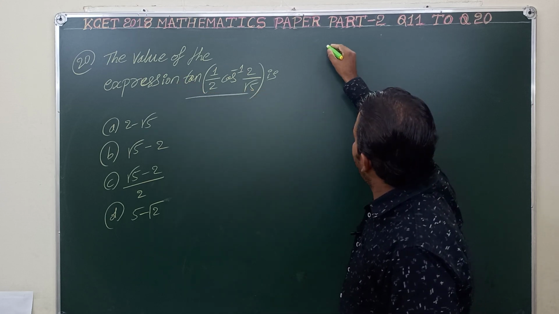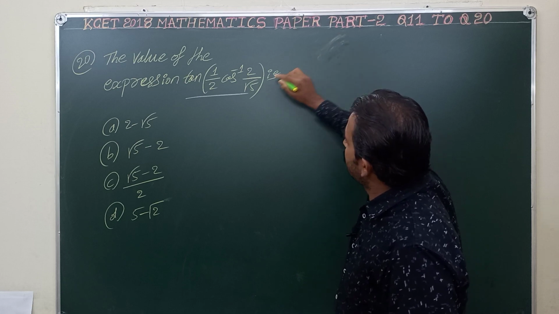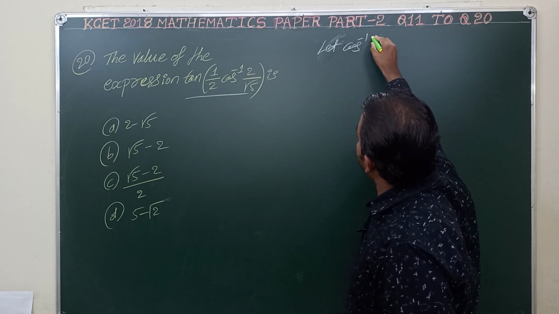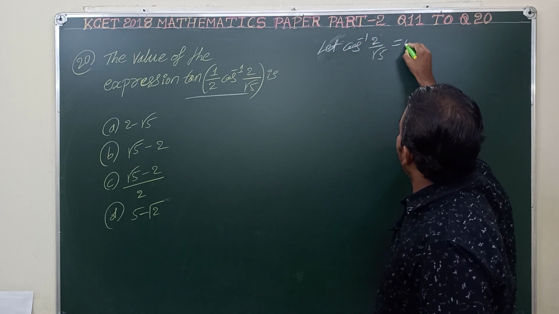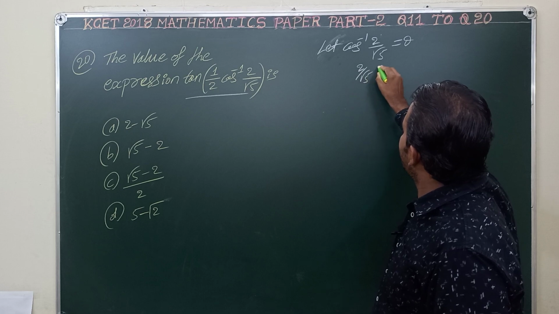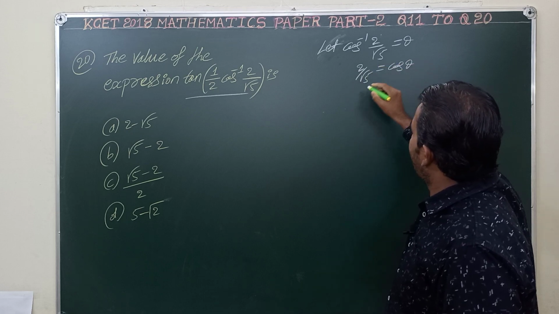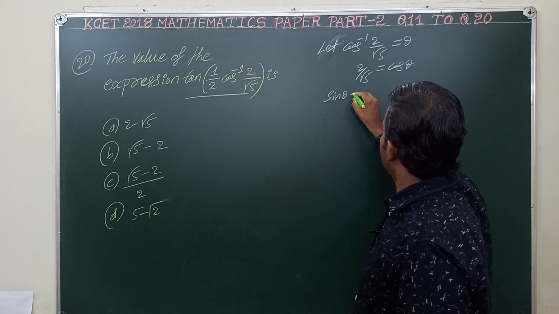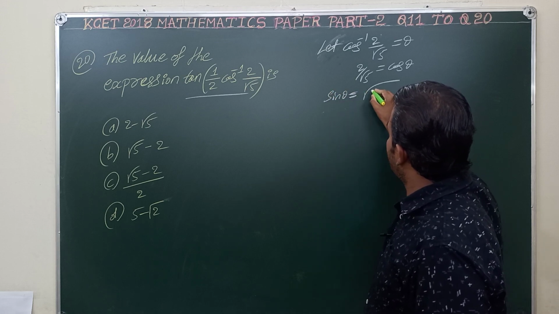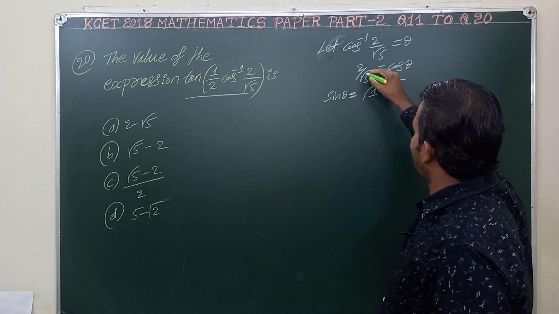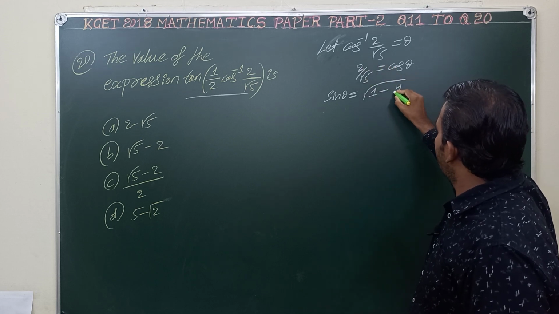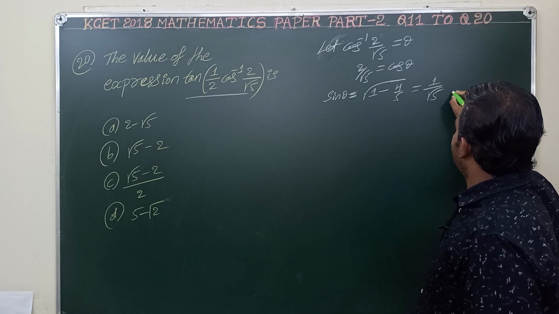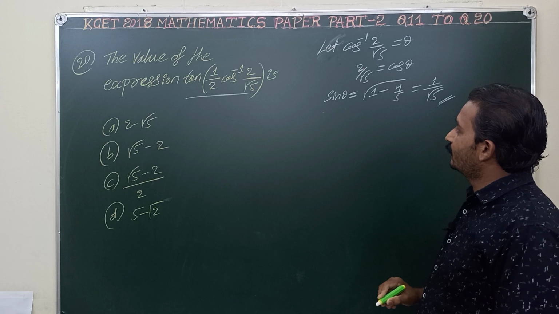So in this case, let us take cos inverse of 2 by root 5 is equal to theta. 2 by root 5 is equal to cos theta. We have to find sin theta. In this case sin theta is equal to what? Square root of 1 minus cos square theta. 1 minus cos square theta is nothing but 1 minus 4 by 5, 5 minus 4, 1. So 1 divided by root 5 is the sin theta value. Cos theta value is 2 by root 5.